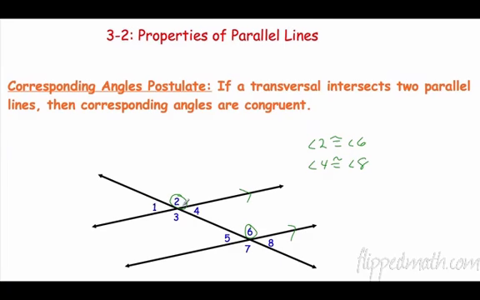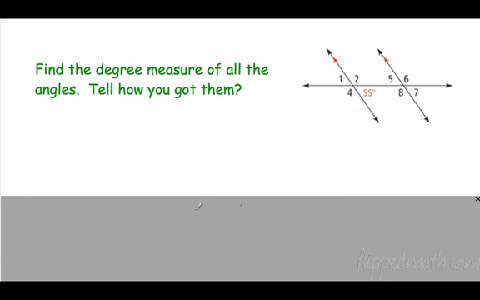It's really nice. If you have this one angle, you can pretty much figure out all the others, all right? But it only happens in parallel lines. So let's take a look here. Find the degree measure of all the angles. Tell how you got them. Well, let's see here. If these are parallel, this corresponds to this. So 55 and 7 are the same. So this is 55 degrees as well.